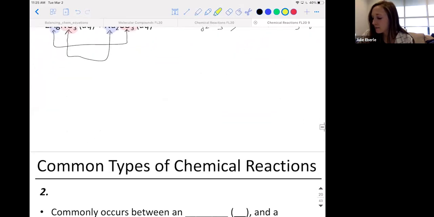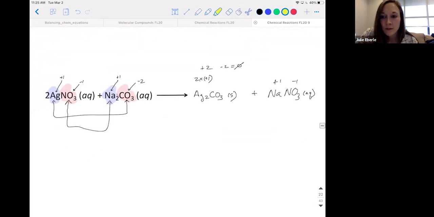All right, give me some emoji responses. Thumbs up, thumbs down. How do y'all feel with precipitation reactions and solubility rules? I love it when I don't see your head, but I just see this. That's good. Okay, good. Clicking through just to make sure.